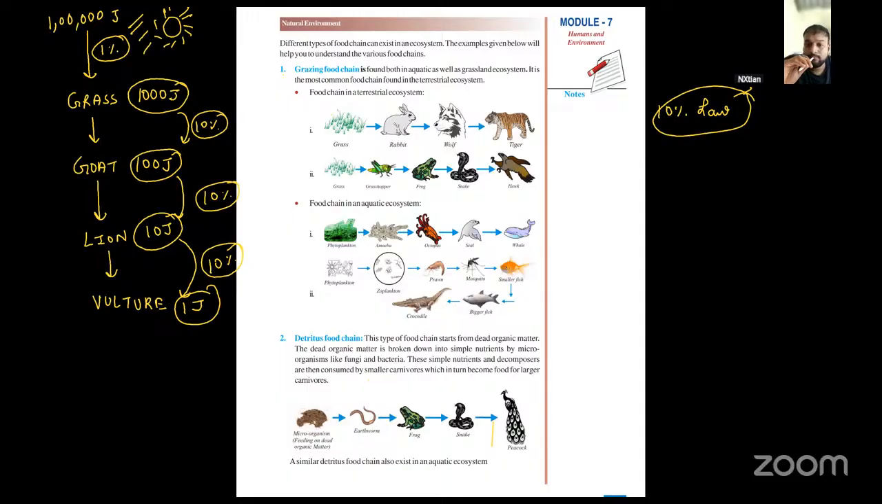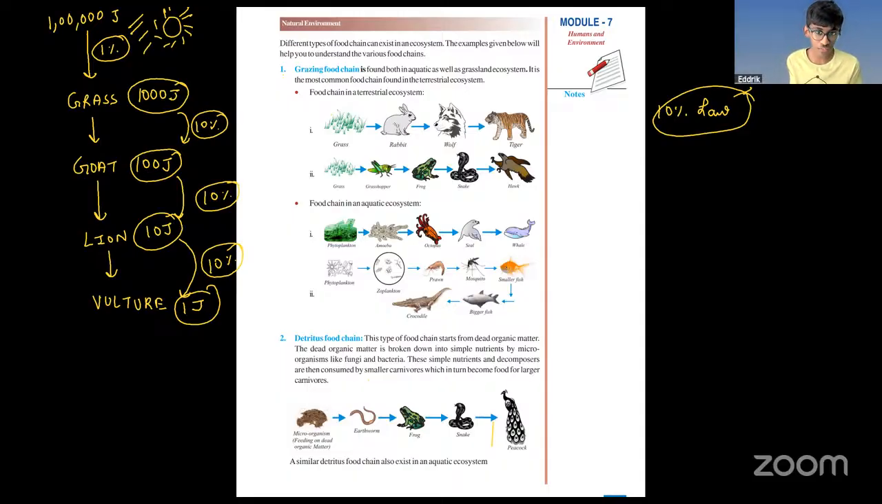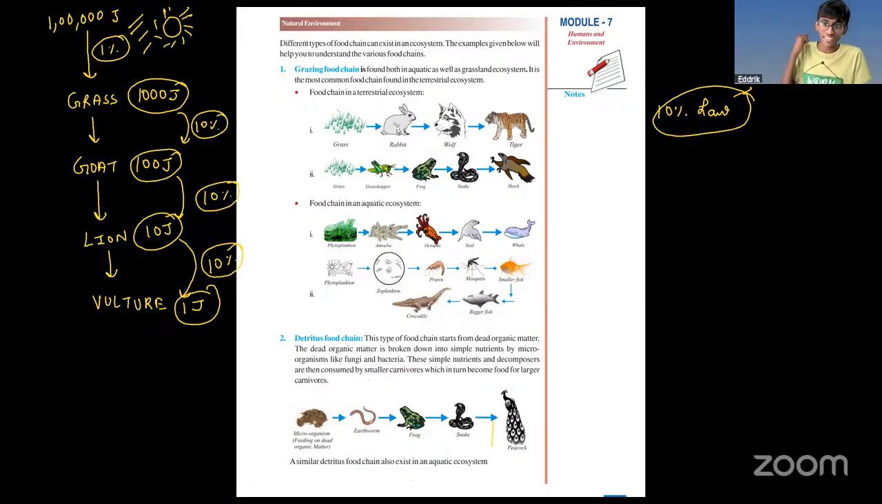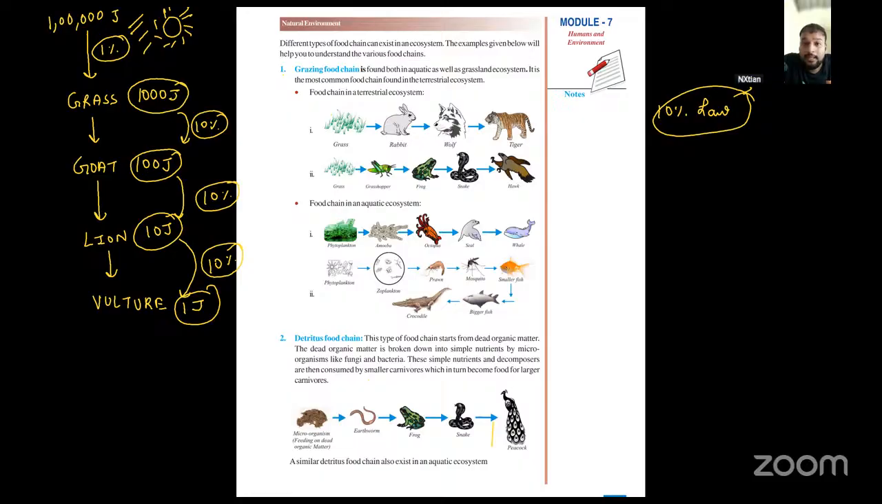Sir, how come from sun to grass it is 1% and from others it is 10%? Because the sun is emitting energy in a huge amount and grass is only present in a particular area. Or because the sun is non-living and grass is living? No, it's not like that. Basically, the sun is emitting a huge amount of energy, and grass is consuming only a little of that energy because it has little chlorophyll and does little photosynthesis compared to the sun.